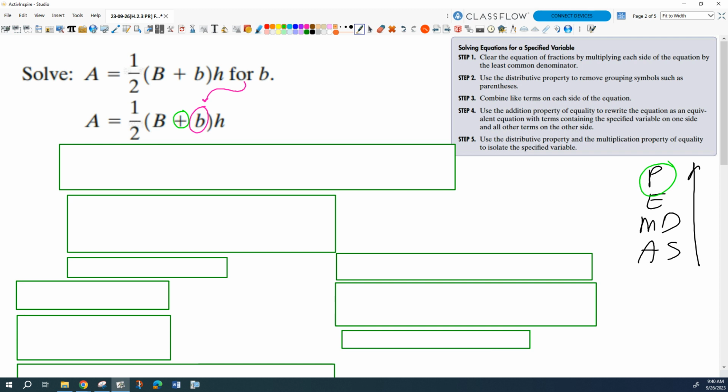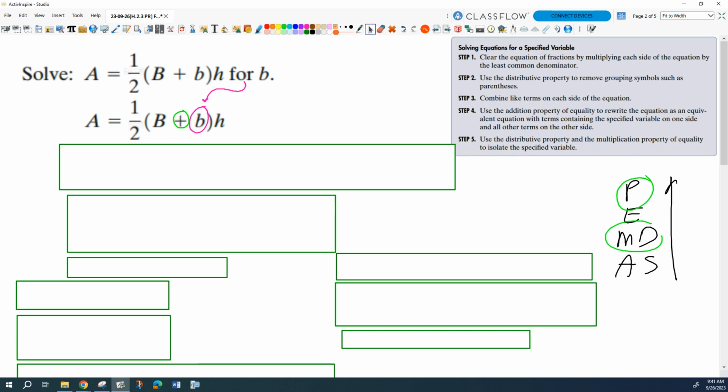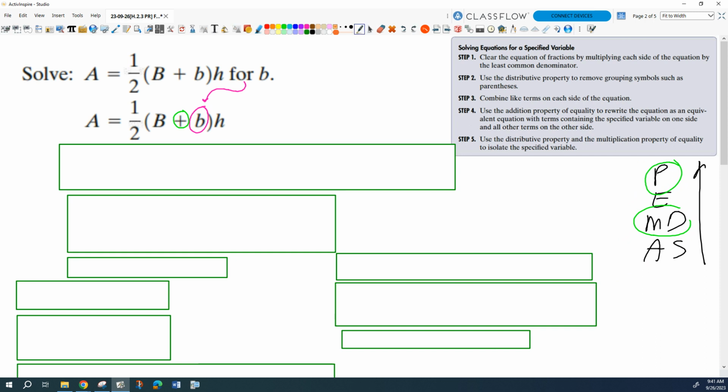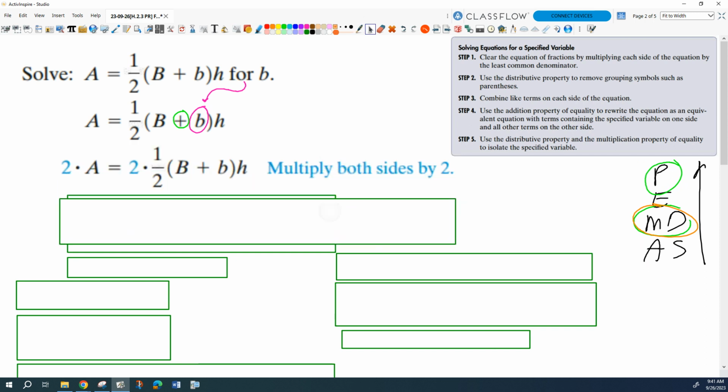What about multiplication or division? What's being multiplied? Give me an example of one thing that's being multiplied outside of the parentheses here. The h. What's another one? The 1/2, exactly. So the first thing we'll do is undo the multiplication. In this case, it's multiplication. These are the steps they follow. Okay, yeah, they did that right.